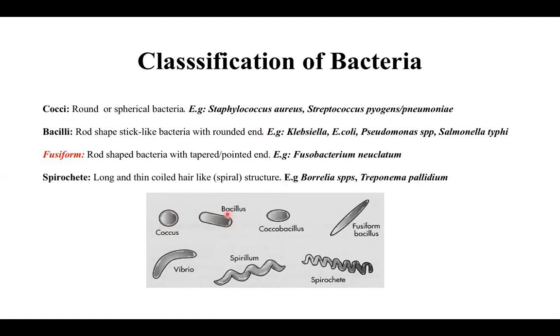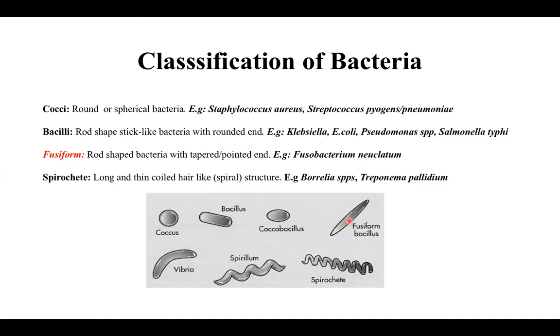Some bacteria have a rod-shaped, stick-like appearance with a rounded end. These bacteria are known as bacilli. Examples are Klebsiella, Escherichia coli, Pseudomonas, and Salmonella species.